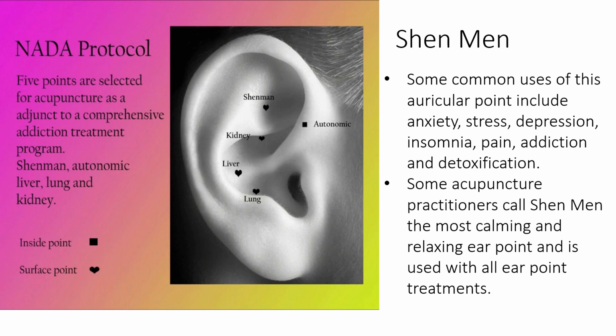Okay, so looking at that Shen Men, some common uses of this point include treating anxiety, stress, depression, insomnia, pain, addiction, and detoxification. Some practitioners are going to call Shen Men the most calming and relaxing ear point, and it is used with all ear point treatments. I'd like to point out how that correlates to the cranial nerves. Activating or stimulating the cranial nerves is going to have a stress reduction capacity. We just have a different language to explain it.